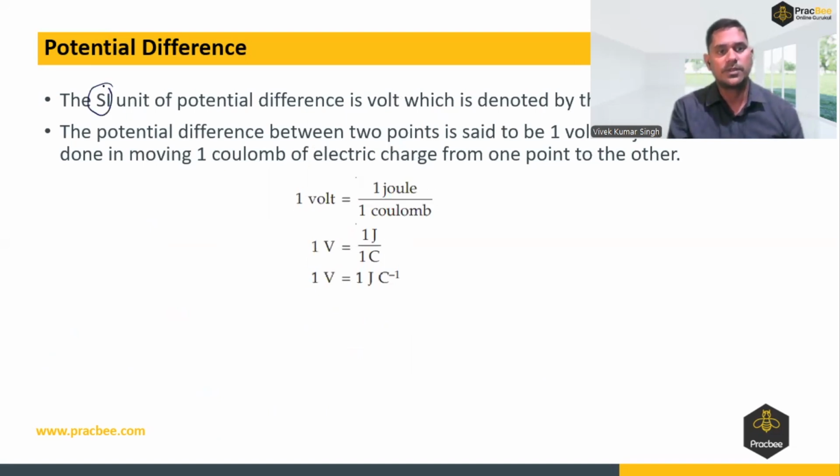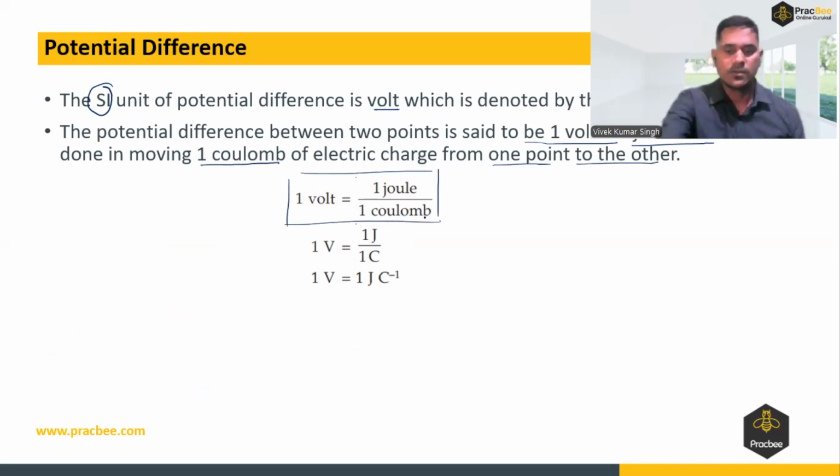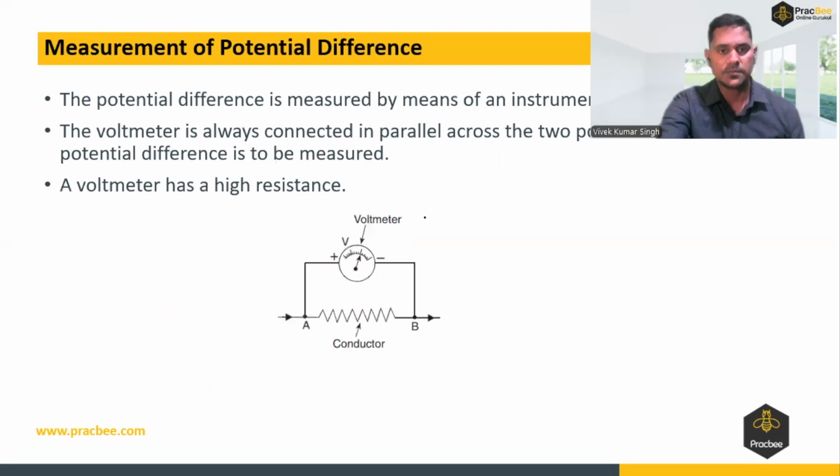SI unit of potential difference is volt, which is represented by capital letter V. And potential difference between 2 points is said to be 1 volt if 1 joule of work is done in moving 1 coulomb of charge from one point to another point. So 1 volt is equal to 1 joule upon 1 coulomb of charge.